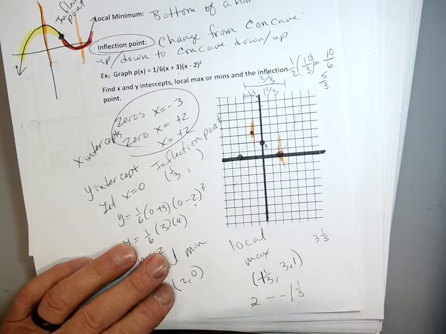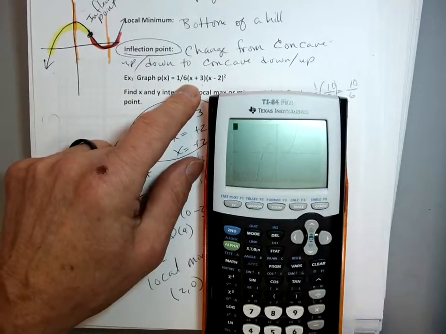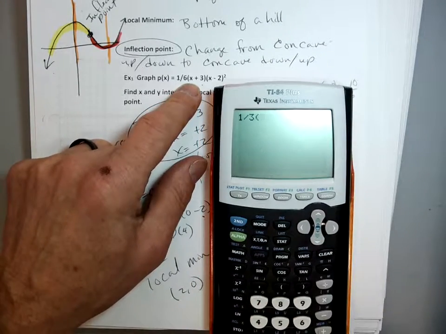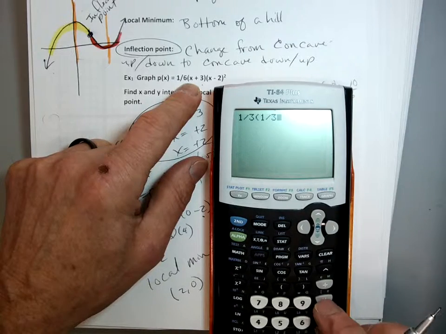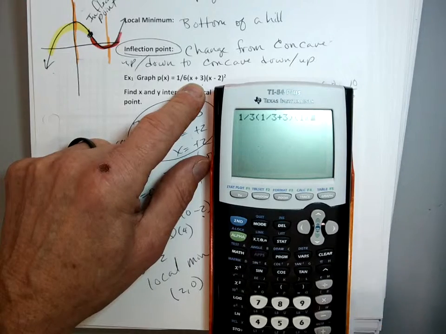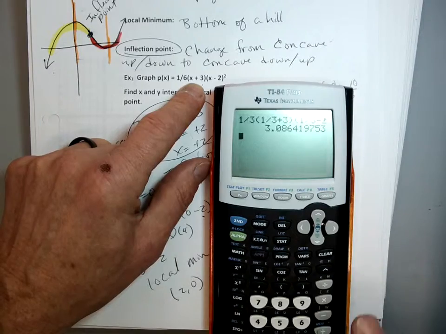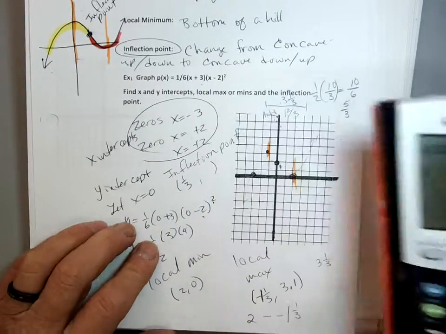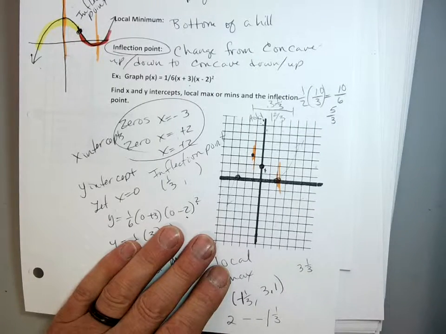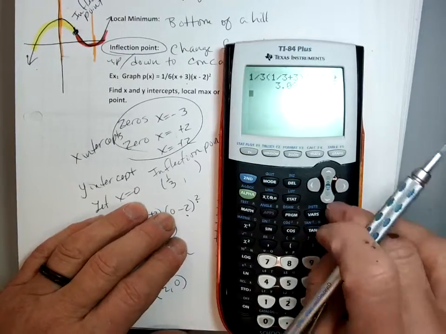Let's just plug it in, right? I'm going to plug it into my original. So I'm going to go negative 1, 6 parentheses, 1/3 plus 3 times 1/3 minus 2 squared. And I get about 3.08. We'll round it to about 3.1, okay? Oh, that can't be right. Let's try that differently. Oh, I didn't do a 1/6. My bad, let's do it again.